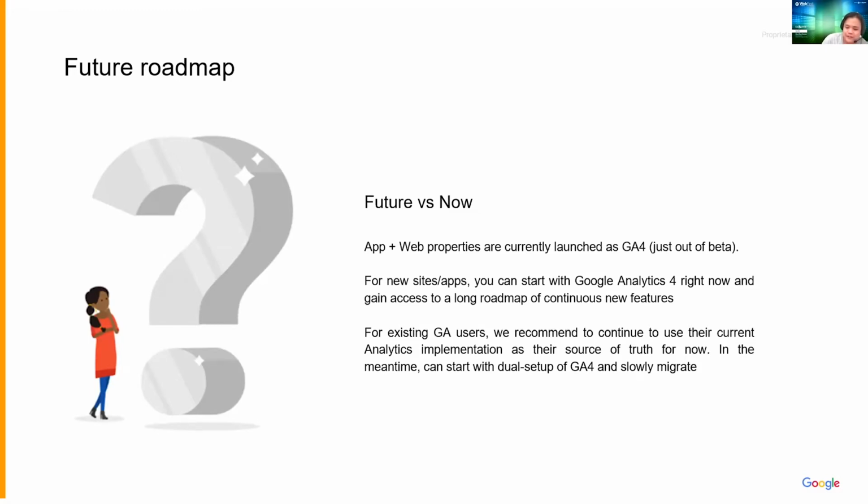So if you're on a new site or app, the recommendation is you can go with Google Analytics 4 straight away right now, all right? Because the future roadmap of improvements is all on Google Analytics 4. So if you're starting a new website or a new app, you can just straight away jump into Google Analytics 4 and you don't have to worry about old Google Analytics, all right?